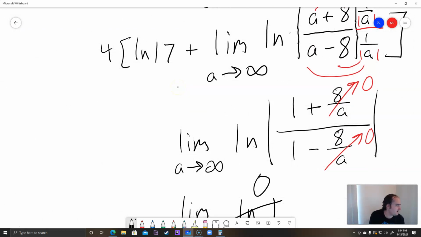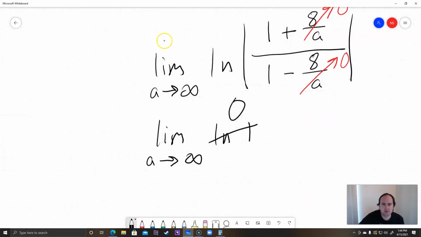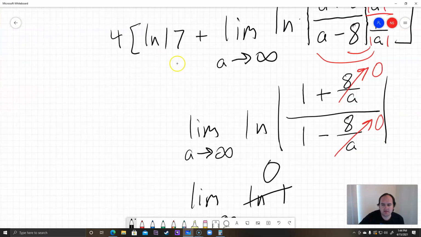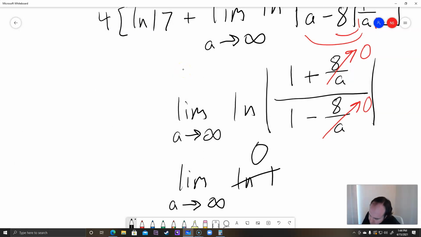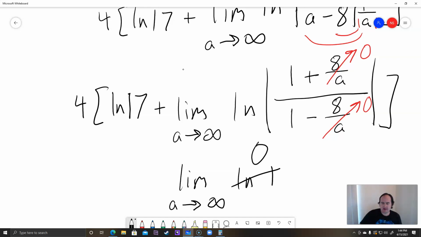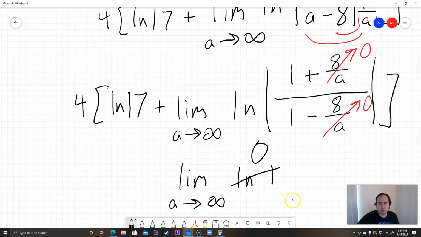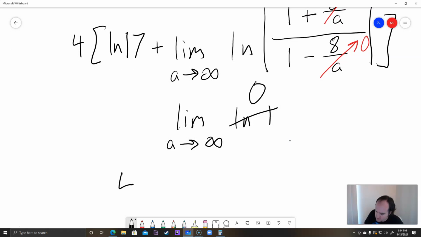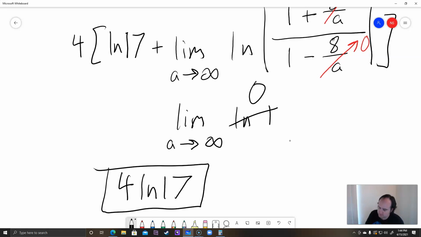After we do all that, we're going to end up with the correct answer, so I did it right. Because that's 0, we still have a 4 ln of 17 over here. So we have 4 times bracket ln of 17 plus this limit, but we said that is just the limit as a goes to infinity of 0. So for our answer, we're just going to have 4 ln of 17, because over here we had 4 bracket ln of 17 plus 0.